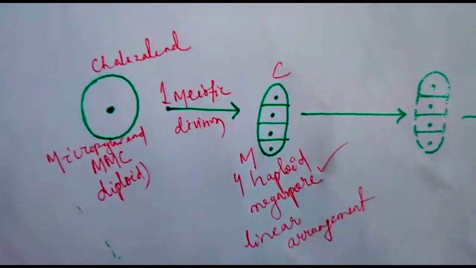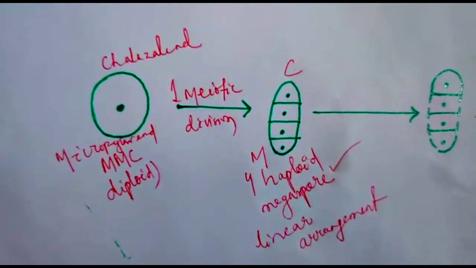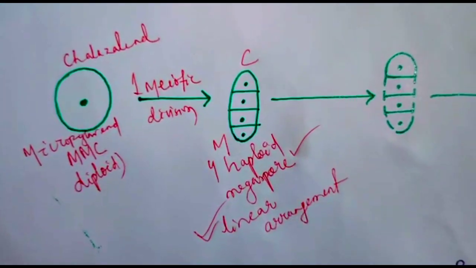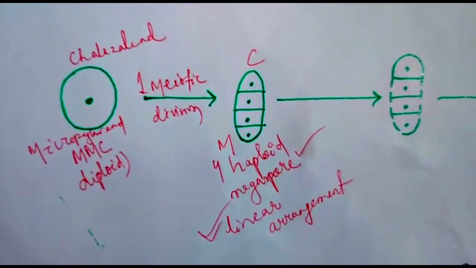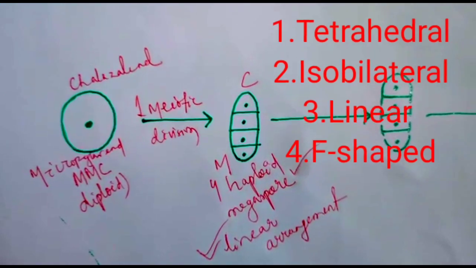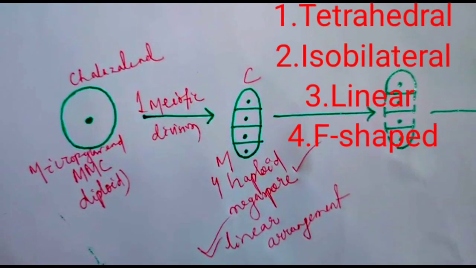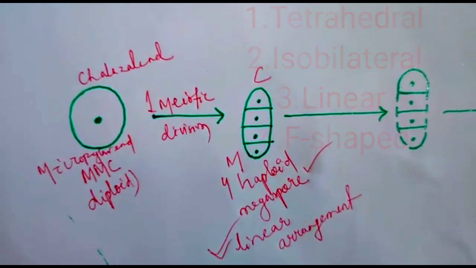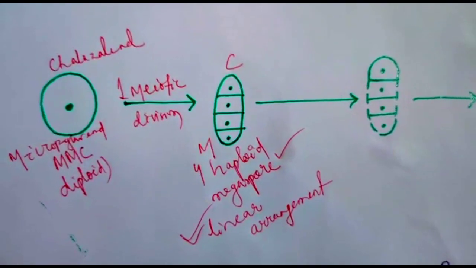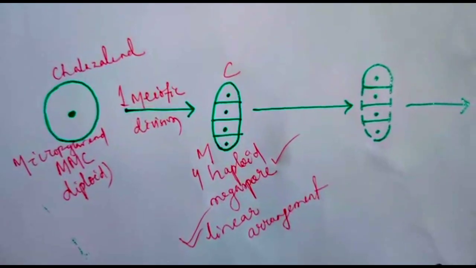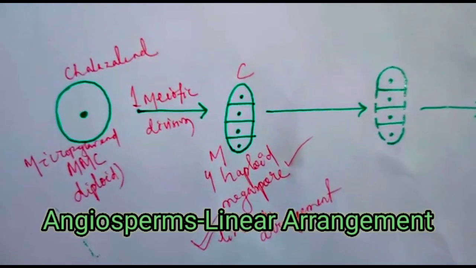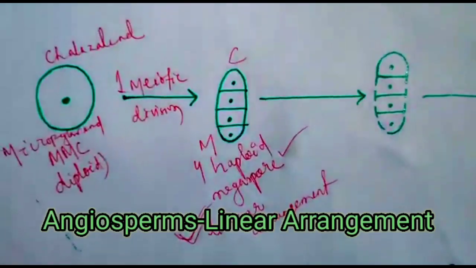In case of the megaspore mother cell, the arrangement is always linear. But in case of development of the male gametophyte, there are 4 conditions, that is the tetrahedral condition, isobilateral condition, linear condition and the F-shape condition. But in angiospermic plants, the tetrahedral condition is found in case of the male gametophyte. But in case of the female gametophyte, in angiospermic plants, the arrangement is always linear.